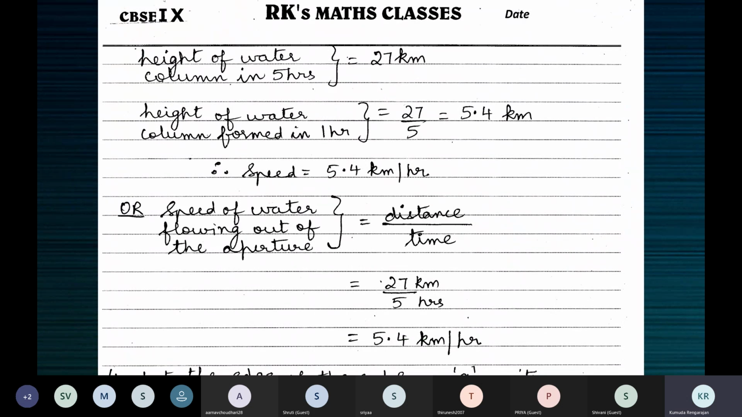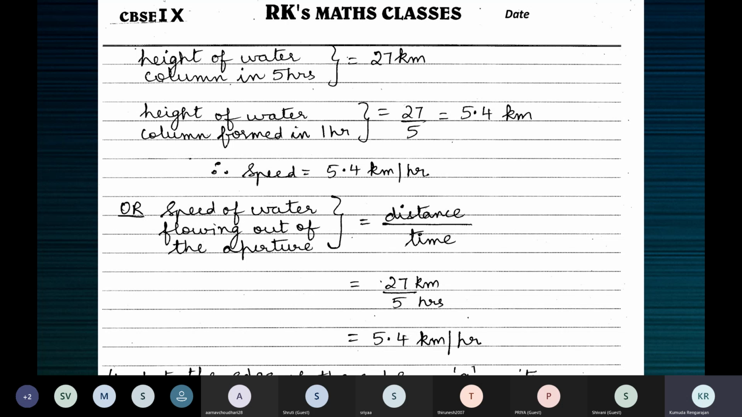So the height of the water column, you can continue. Height of the water column in 5 hours is 27 kilometers. That height or that length of water has been thrown out of the aperture in 5 hours. So height of water column formed in 1 hour: 5 hours, 27 kilometers. 1 hour, 27 by 5, 5.4 kilometers. So you can put them together.